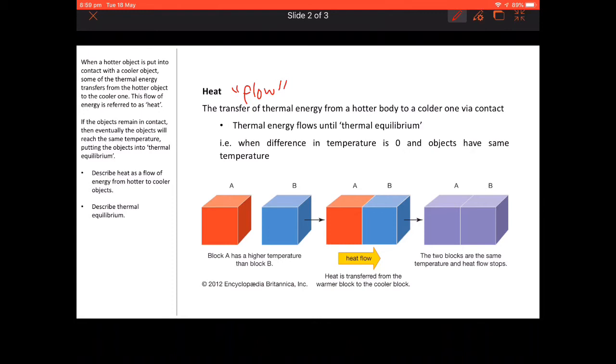So this is represented by this diagram here. Initially, block A has a higher temperature than block B. The heat flows from block A to block B when they're in contact, and then when thermal equilibrium is achieved, both blocks have the same temperature, and this flow of heat ceases because there's no difference in temperature for the heat to flow across.